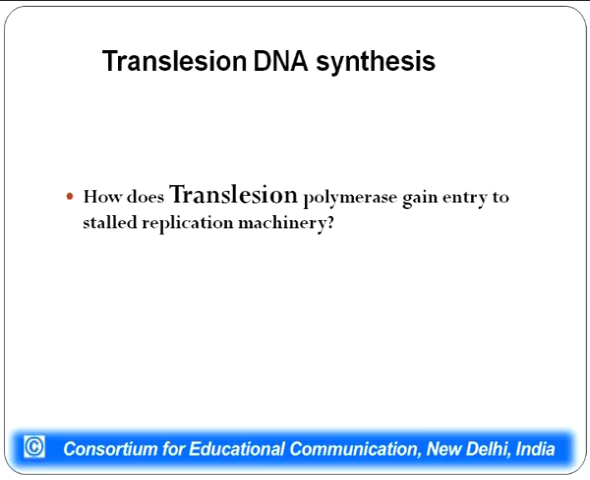Now, how does translesion polymerase gain entry into the stalled replication machinery? It is a very important issue, and this translesion DNA polymerase gains access with the help of sliding clamp protein. Whenever sliding clamp protein gets ubiquitinated, that is, a molecule of ubiquitin protein is added to sliding clamp protein, then translesion DNA polymerase recognizes this particular sliding clamp, and it gets incorporated there, and it removes the normal replication machinery, and it starts translesion DNA synthesis. After the gap has been filled, after there is incorporation of normal nucleotides, it moves away and the normal replication machinery comes into play.